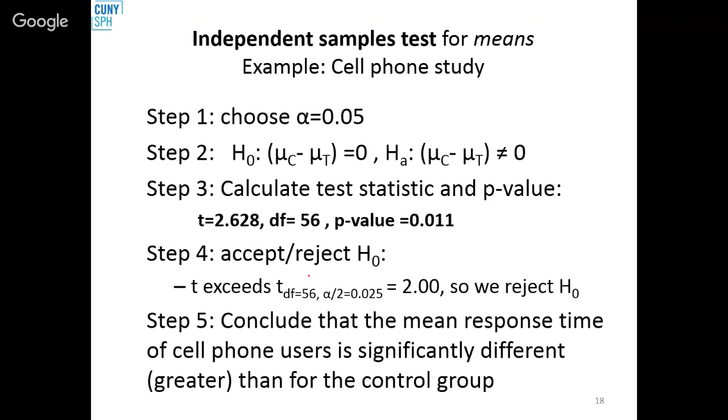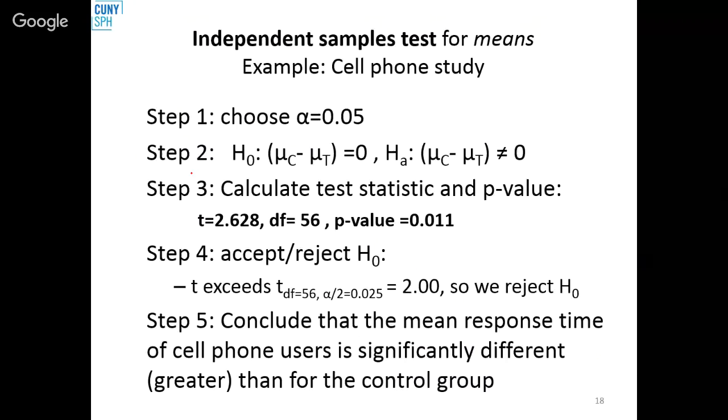Let's go through that 5-step hypothesis test for the cell phones example. In step 1, we choose alpha to be 0.05. In step 2, write down our null hypothesis that the difference in means, population means of these 2 groups is equal to 0. The alternative being that that difference in population means is non-zero.